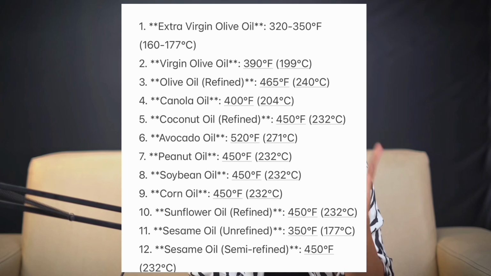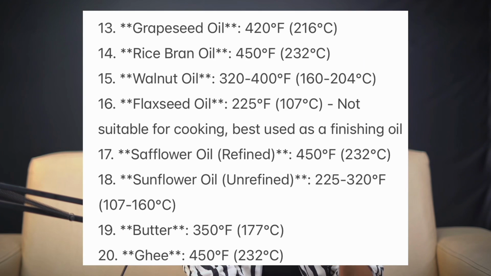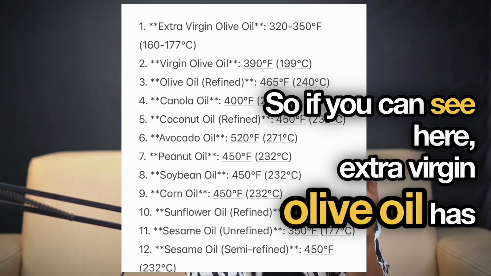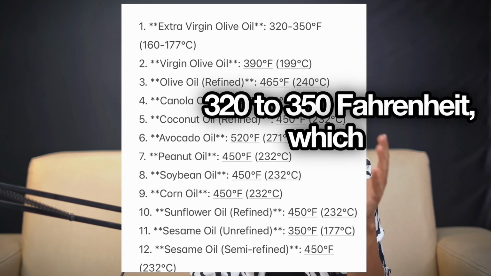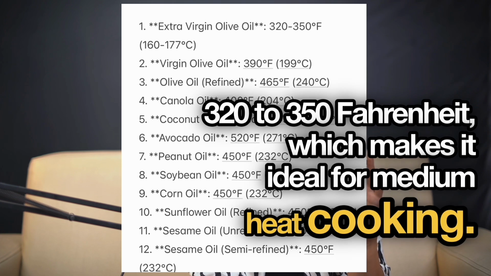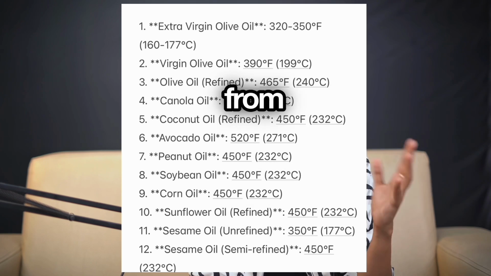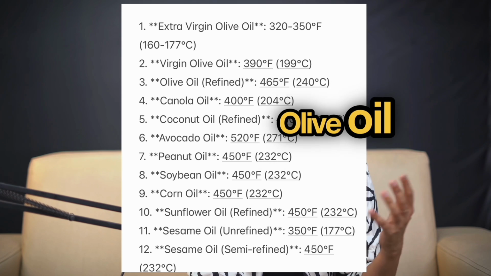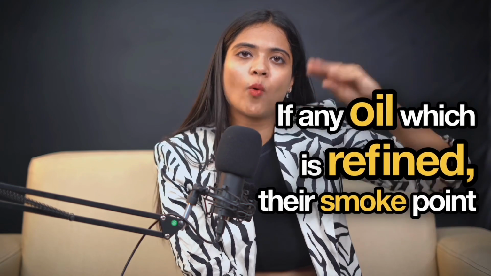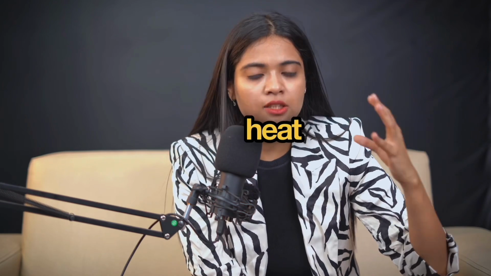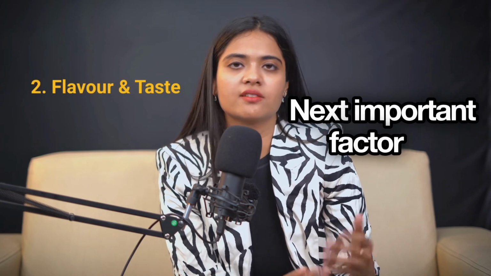So here's a list of all oils and their smoke points so that you can decide which cooking method requires which type of oil. As you can see here, extra virgin olive oil has 320 to 350 Fahrenheit, which makes it ideal for medium heat cooking. Virgin olive oil is 390 Fahrenheit, which is again low to medium heat. Olive oil is 465. Any oil which is refined has a relatively high smoke point, which makes it suitable for high heat cooking. The next important factor is taste.